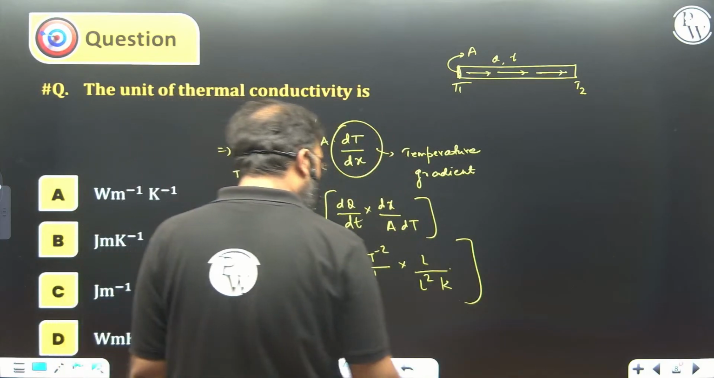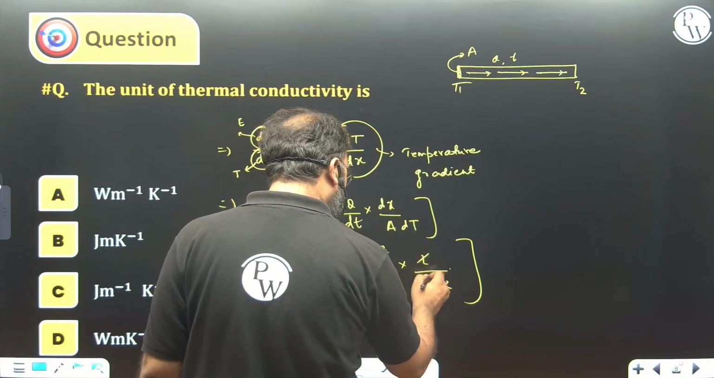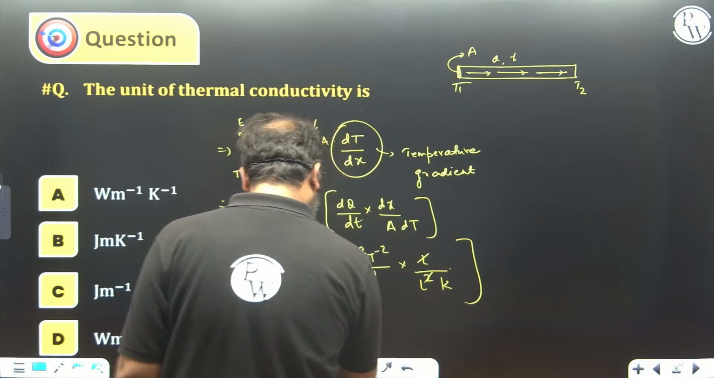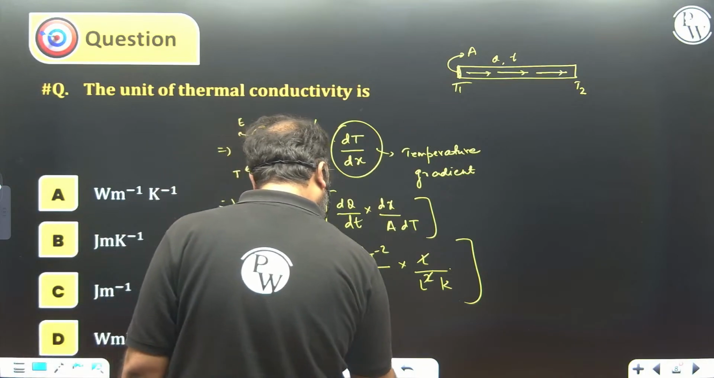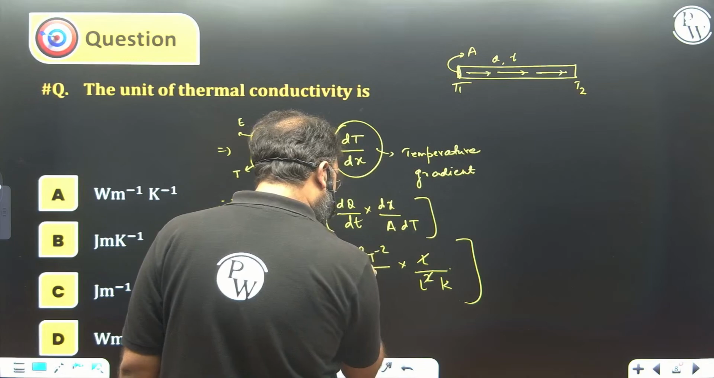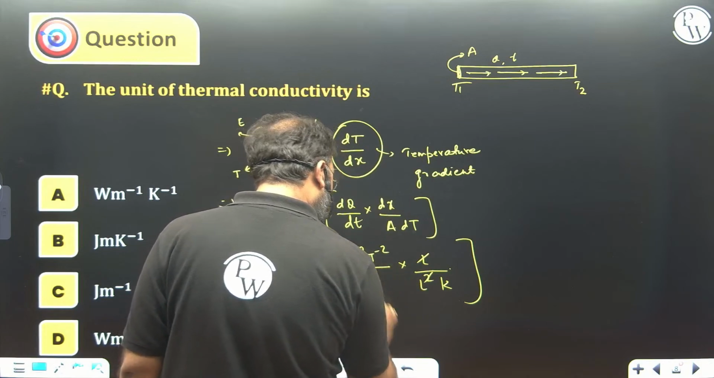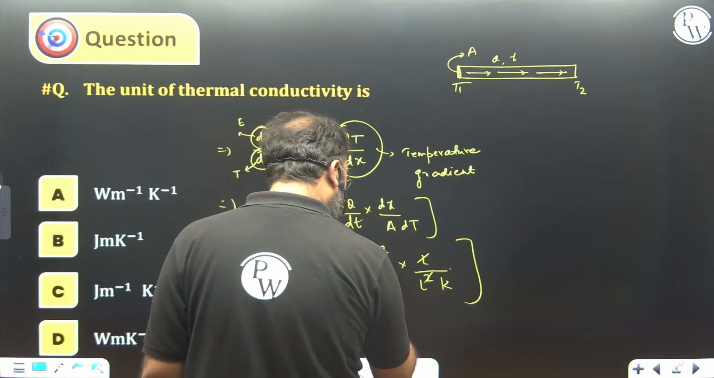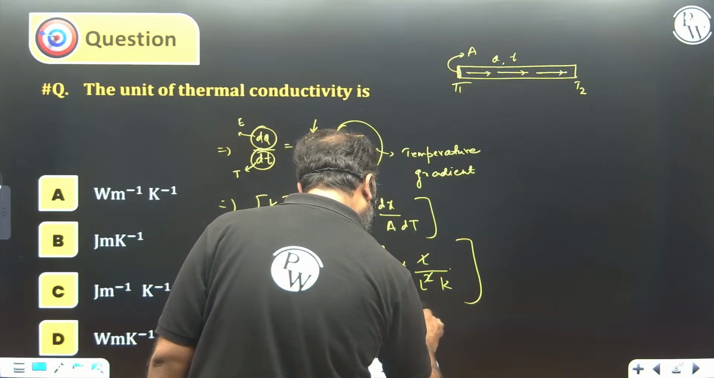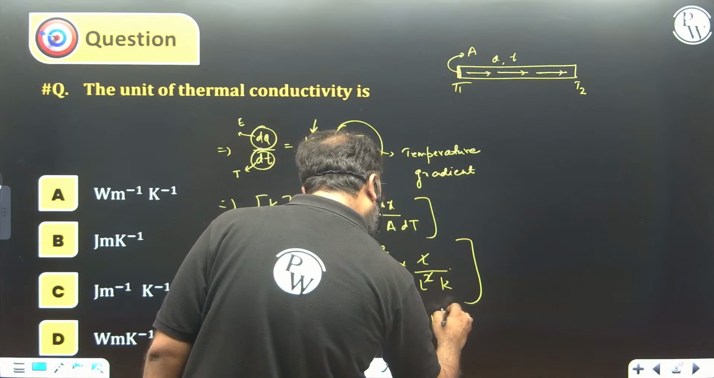Now just simplifying this one, this will get cancelled. So the dimension of thermal conductivity is what? M1 and then L2 and this is L, so this becomes L plus L1, and this is T minus 2, and this is T1, so this is T minus 3, and then we have K minus 1.